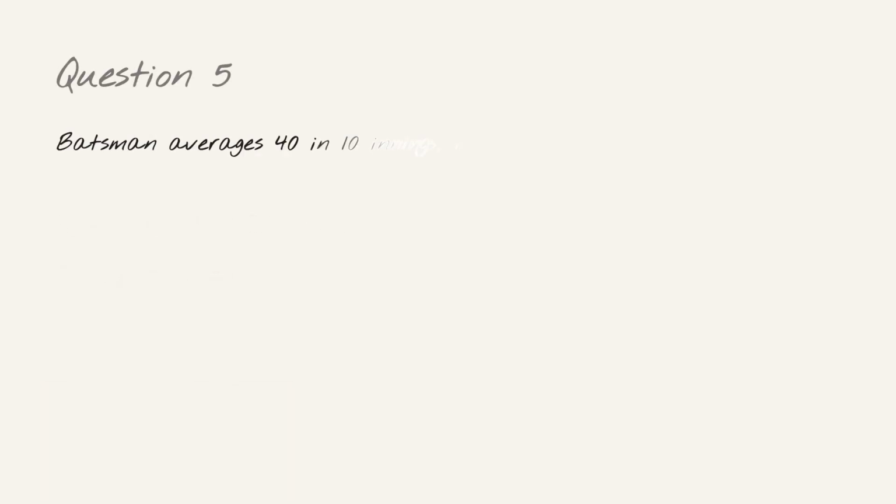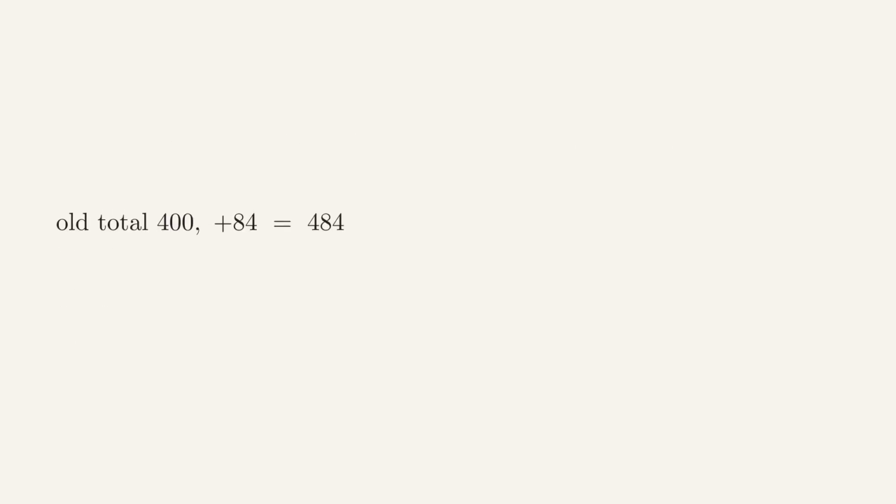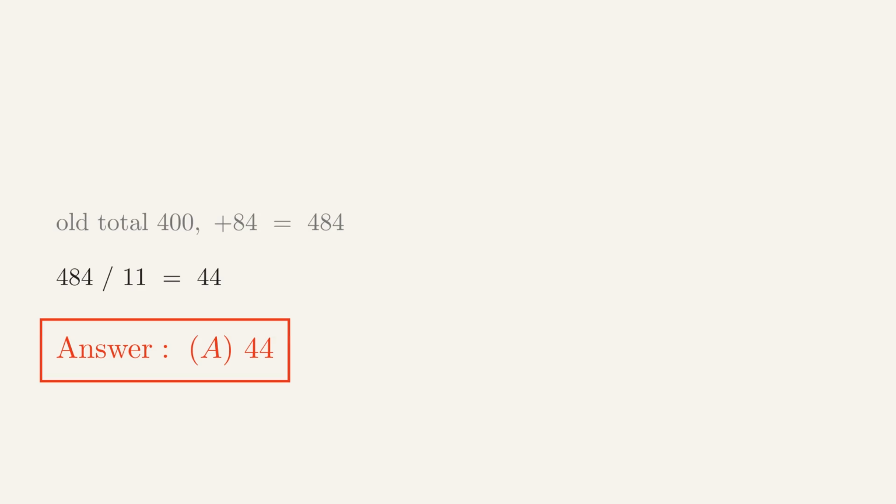A batsman averages 40 over 10 innings, then scores 84. 10 innings at 40 is 400 runs. Add 84 for 484 over 11 innings, 44. The big score lifts the average by 4. Notice the average jumped by 4 from a single innings. One big score moves the average more when the number of innings is small.